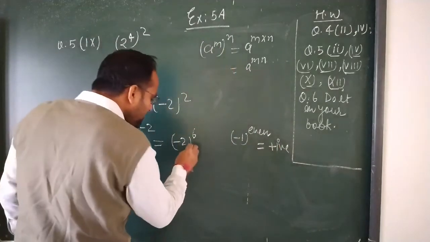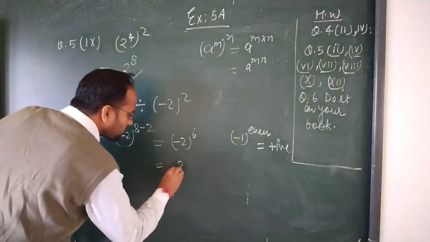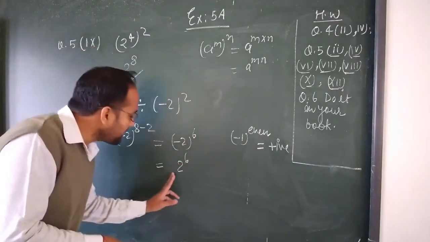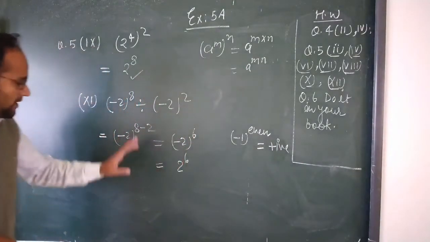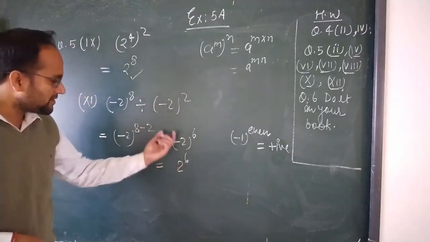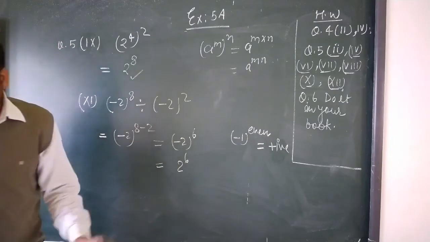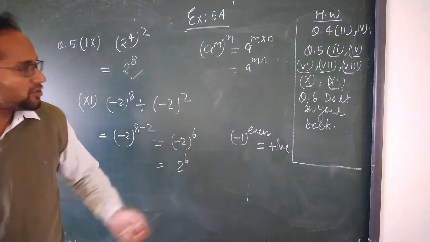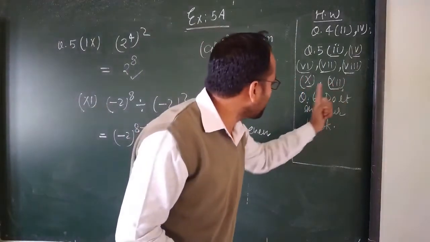So here also you will write 2 to the power 6. Both minus 2 to the power 6 and 2 to the power 6 are the same answer. Both are the same thing. Now question number 12 you will do yourself. This is your homework. You can do it at home.